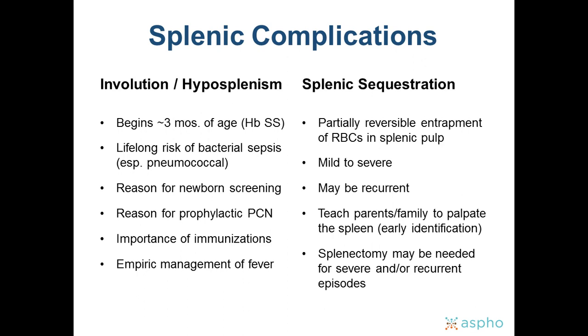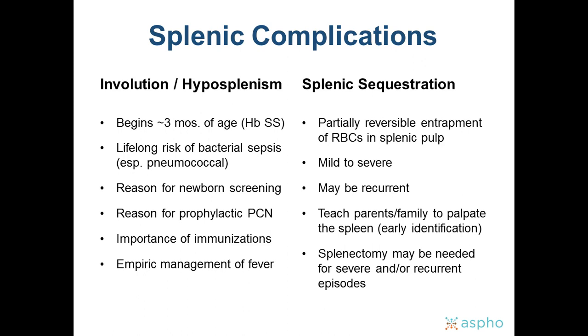The spleen is an important organ, of course, in sickle, and you can either have hyposplenism and involution causing problems, and because of involution, which begins as early as 3 months of age, there's a lifelong risk of bacterial sepsis, especially pneumococcal. That's why we do newborn screening. That's why we do prophylactic penicillin. Immunizations are important, and that's why fever is a medical emergency.